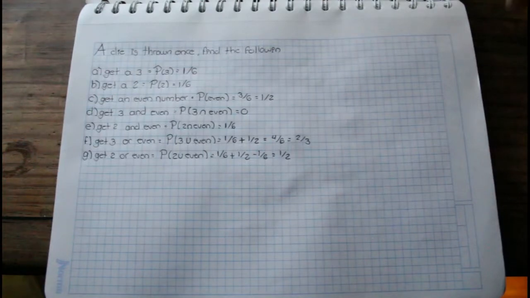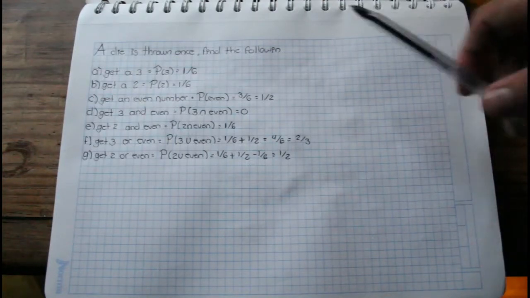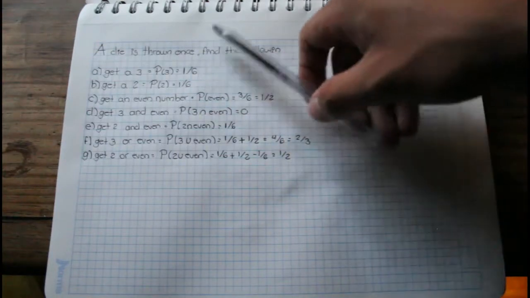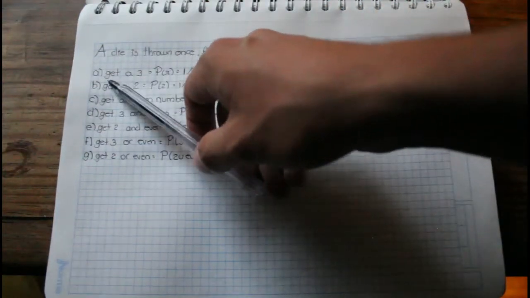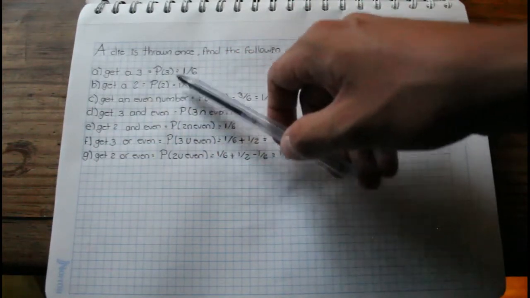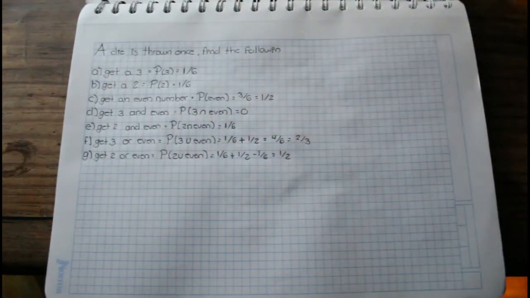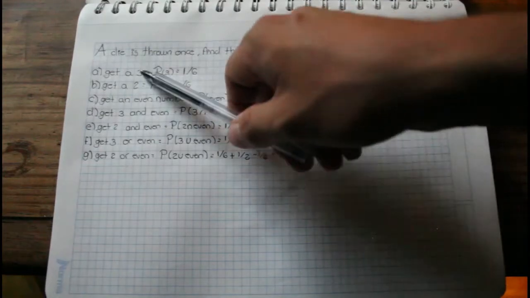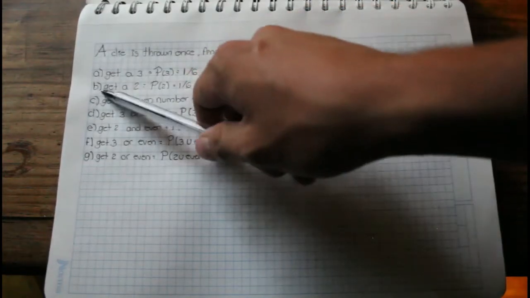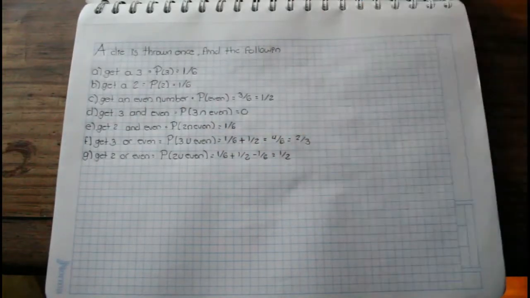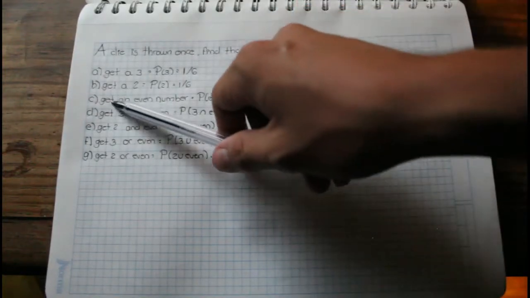For the next example, we are given the following information. We have a die that is rolled once, and we have to solve for the following. Letter A says to get a 3. So P of 3 equals 1 over 6, because we only have one die and it has six faces, so we have one chance over 6. Letter B says that we get a 2, and it's also 1 over 6.